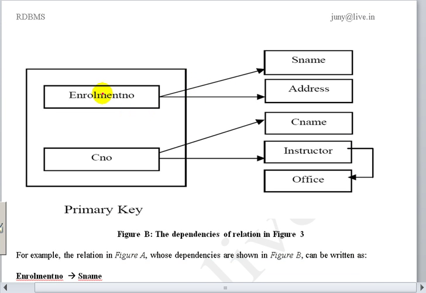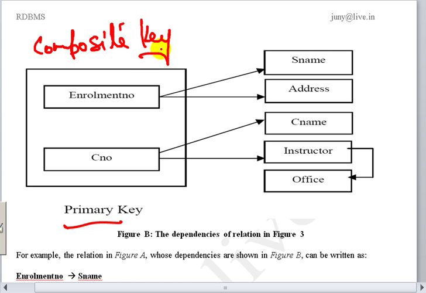We have enrollment number, because this is our primary key, right? The primary key here is basically a composite key. A composite key is something in which we have more than one attribute, which can determine all, because I have to determine all attributes, and by enrollment number alone we can't, and by course number alone we can't, so we have to combine the two, right?